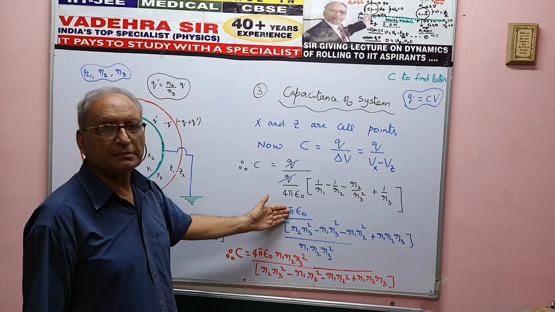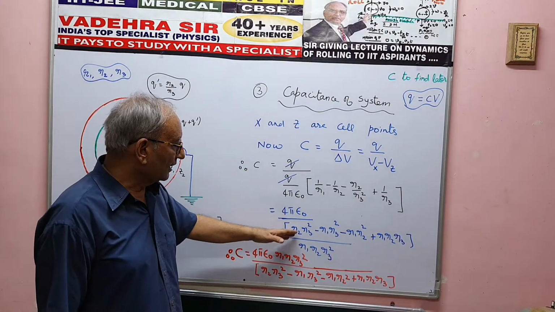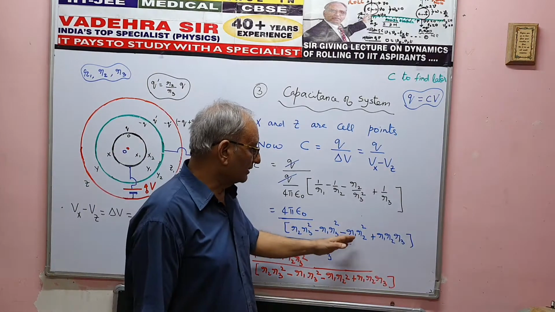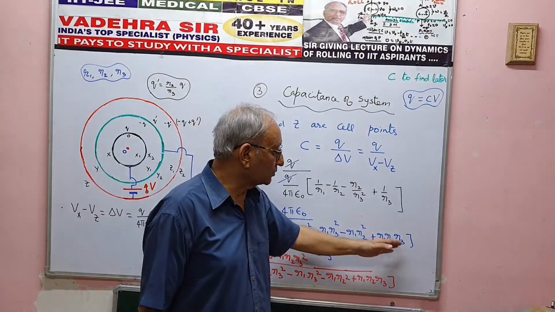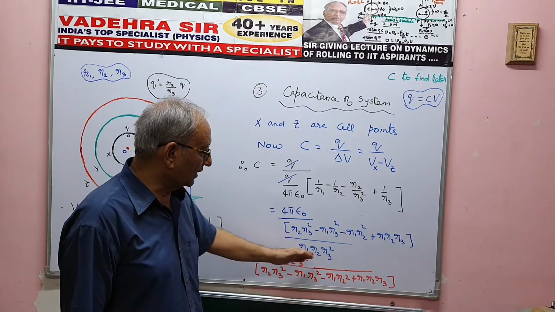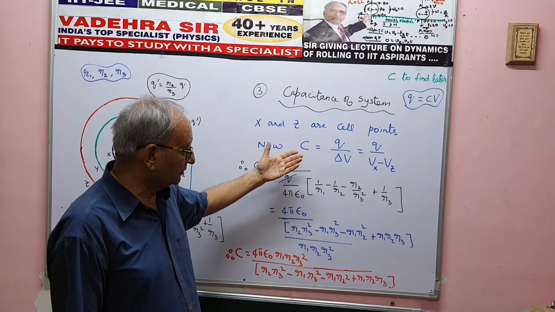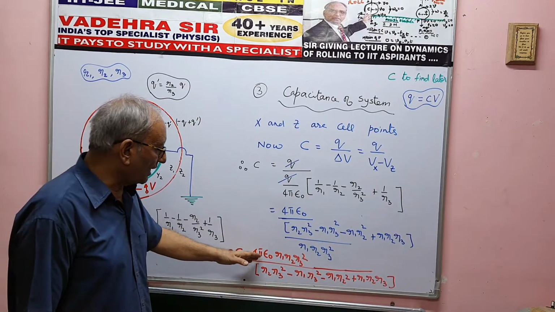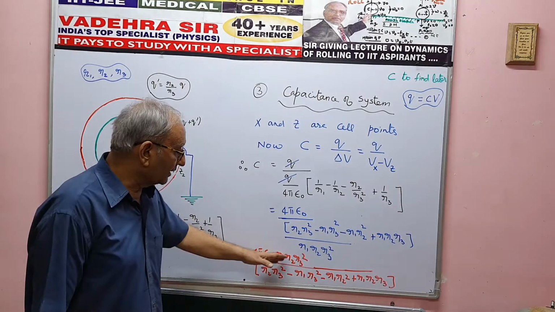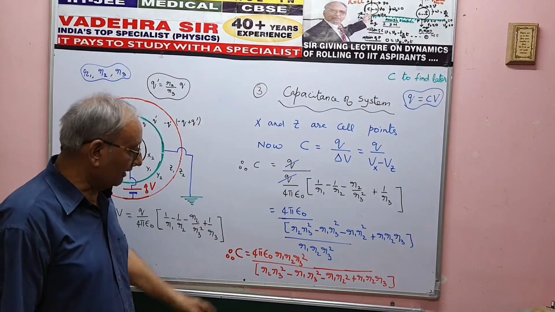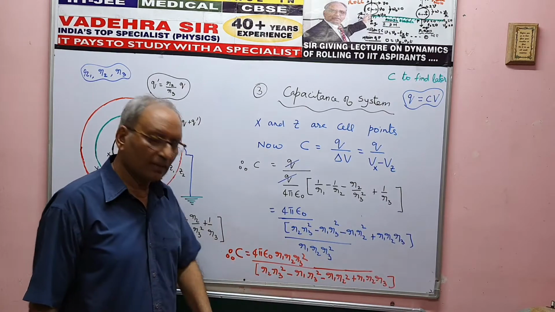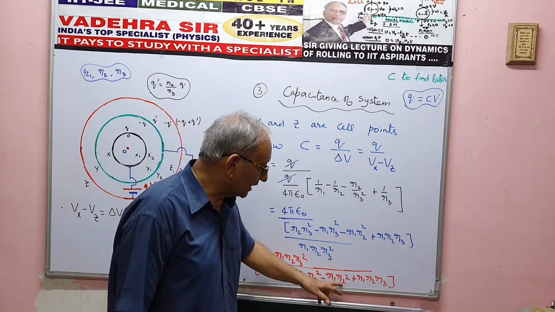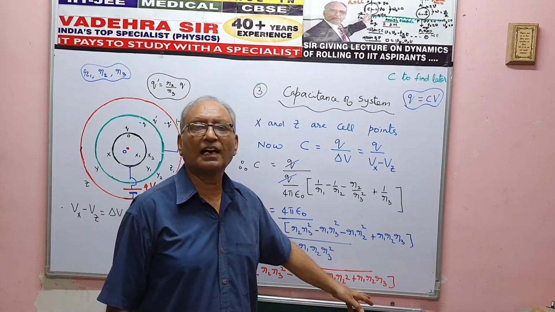That gives me 4 pi epsilon naught divided by (R2 R3 square minus R1 R3 square, that's simple maths, minus R1 R2 square plus R1 R2 R3), and the LCM was R1 R2 R3 square. This goes up, this remains down. So C is equal to 4 pi epsilon naught R1 R2 R3 square divided by (R2 R3 square minus R1 R3 square minus R1 R2 square plus R1 R2 R3).